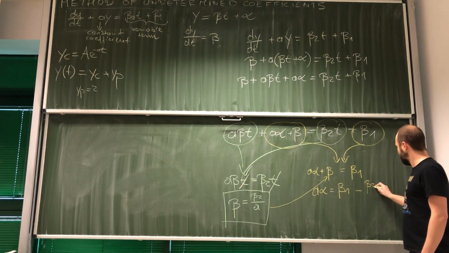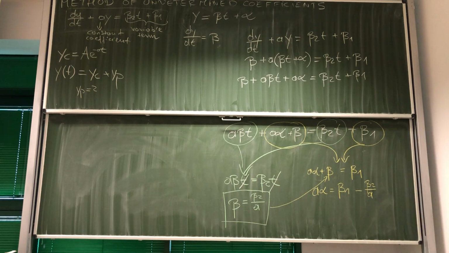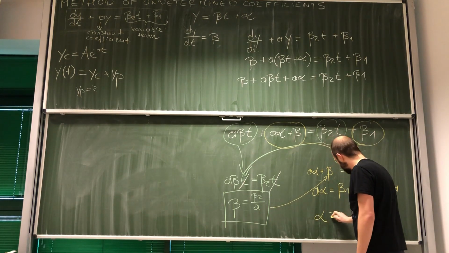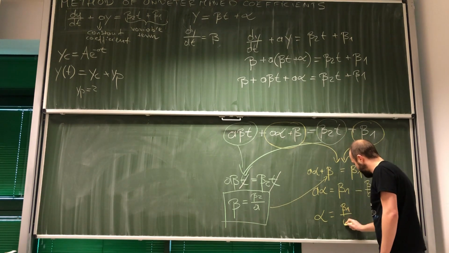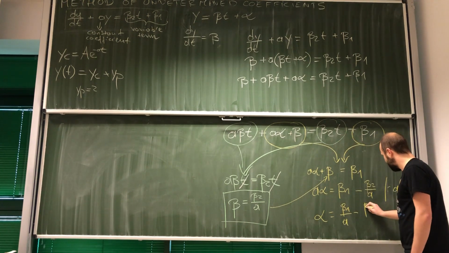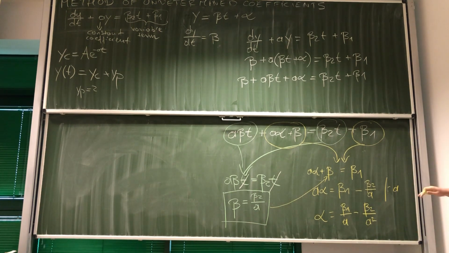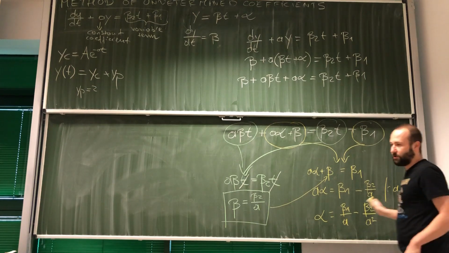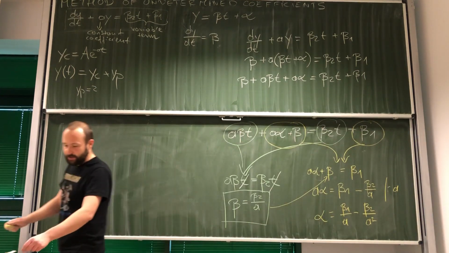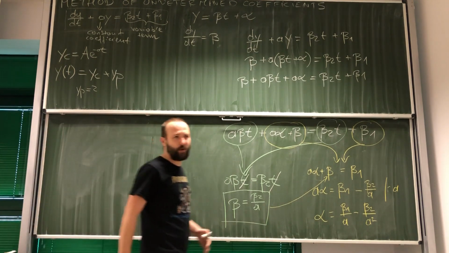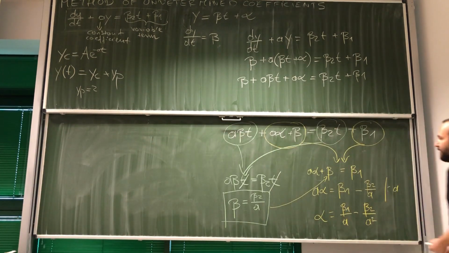This is beta 2 over a. And now look, the only thing left is to divide both sides by a, and we get that alpha is equal to beta 1 over a minus beta 2 divided by a squared. And look, this is exactly the same solution we got using the procedure associated with integration by parts, but of course it took us way more time.